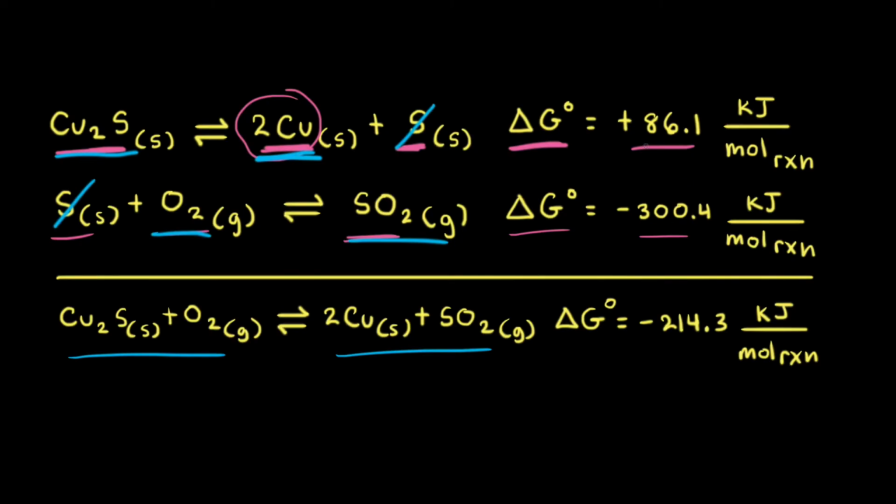And if we add the two delta G naught values together, positive 86.1 plus negative 300.4 gives a delta G naught for this overall equation equal to negative 214.3 kilojoules per mole of reaction. Since delta G naught is negative, now this overall reaction is thermodynamically favorable with an equilibrium constant greater than 1. Therefore, we will now produce a lot of copper. So burning copper(I) sulfide in air gives us a feasible way of extracting copper from copper(I) sulfide.